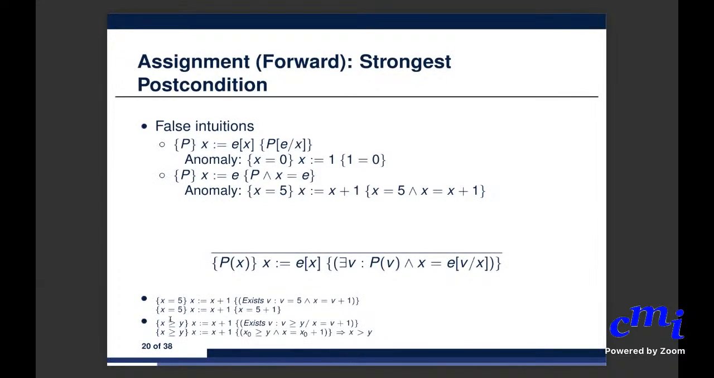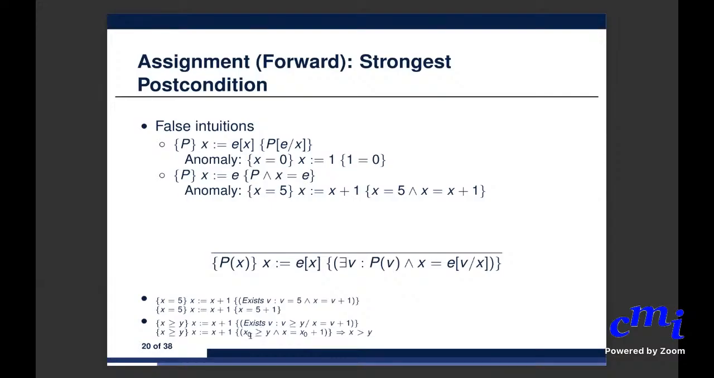So, for example, if you start with a precondition where x is greater than or equal to y, after you make this assignment statement x is equal to x plus 1, what you have is a situation where this existential formula is true. That is, x can be anything which is v plus 1, where for every value v that is greater than or equal to y, x will have a value which is v plus 1.